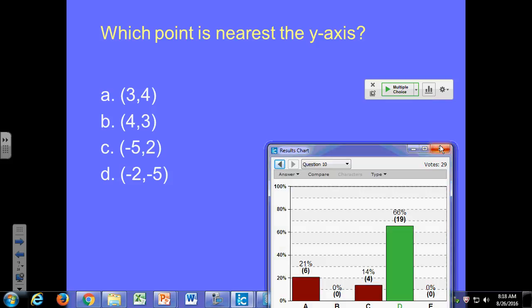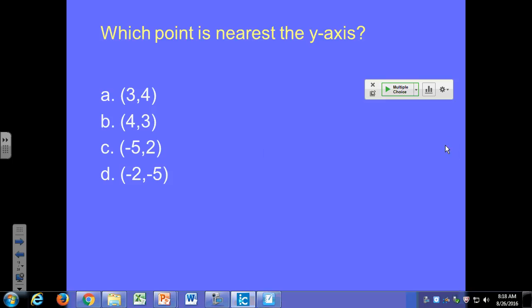Okay, D is right. Remember, if you're right on the y-axis, what is x? 0. And as x gets bigger, that means you're getting away from the y-axis. So just remember how our Cartesian coordinate system works. We have xy coordinate pairs. Later we'll add in a z component.